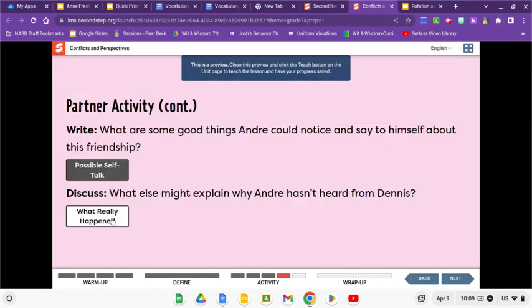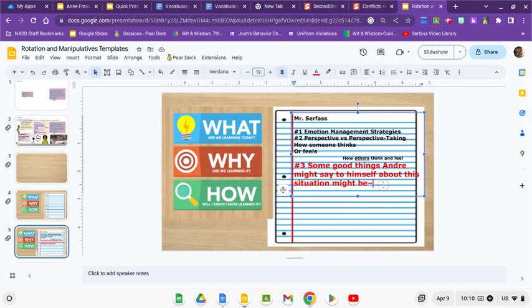What else might explain why Andre hasn't heard from Dennis? What could have happened that doesn't include his friend ditching him or forgetting about him? In this case, you can write for number 4, maybe Dennis, and proceed from there. What could be the situation why Dennis isn't keeping this appointment? All right? Take the time to write it down now.